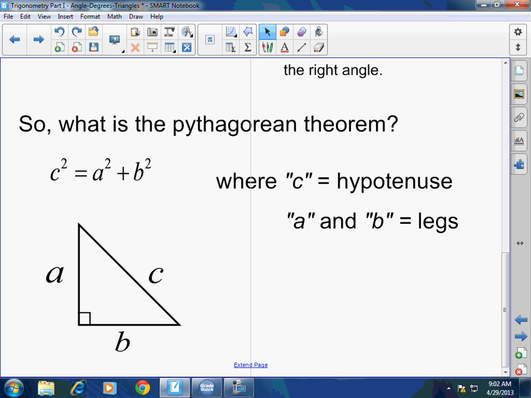Yes, sir. It does not matter which one's A or B, sir. This could be A, or I could put A here, and I could put B here. Because yes, because the legs are still going to be squared. So it doesn't matter where your A or where your B is. It does not matter. Your C absolutely cannot change. Yes, sir.